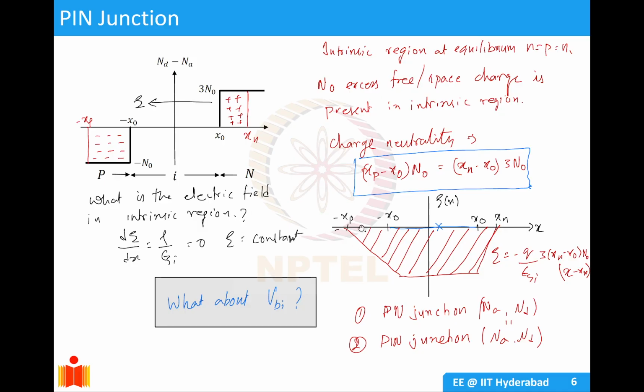Your electric field is constant, so it will look like this. From minus xp to minus x naught, it's decreasing. Then it's constant, and then from x naught to xn, it's increasing again. And you can then calculate it from the given equations.